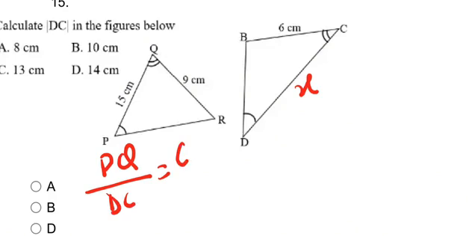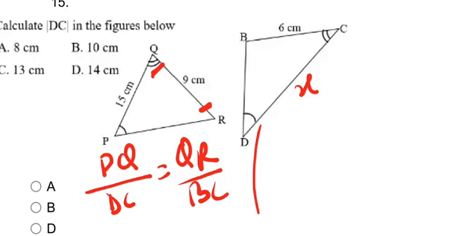We have QR. Let's pick QR. QR is from two curves here to nothing here. That is what BC. I think with this we can solve it without putting up the next ratio. So PQ, which is 15, divided by DC, which is what we're looking for, X, is equal to QR, which is 9, divided by BC, which is 6.